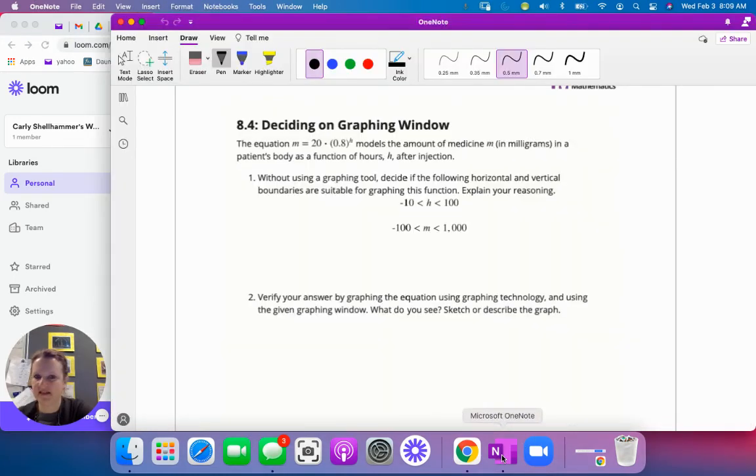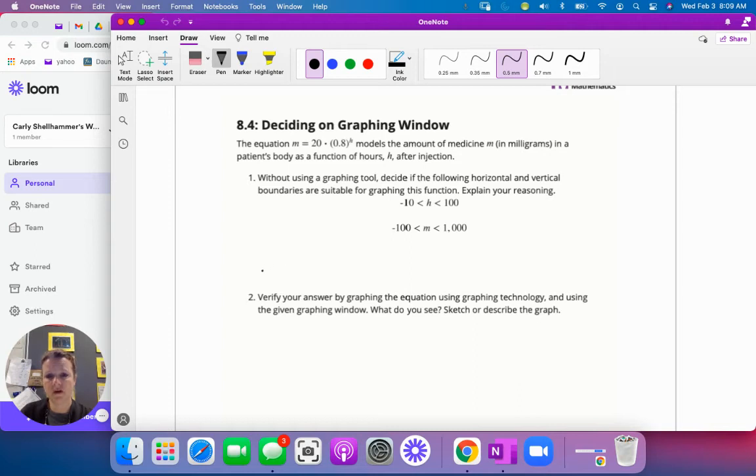All right, let's get this done. Deciding on a graphing window. The equation m equals 20 times 0.8 to the h models the amount of medicine in milligrams in a patient's body as a function of hours after injection. Without using a graphing tool, decide if the following horizontal and vertical boundaries are suitable for graphing this function.